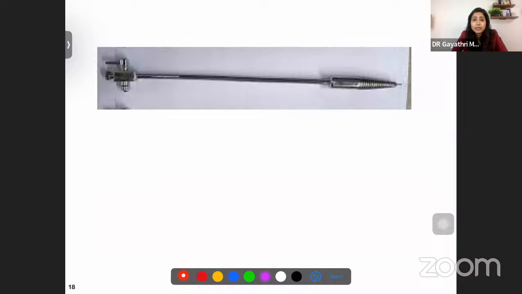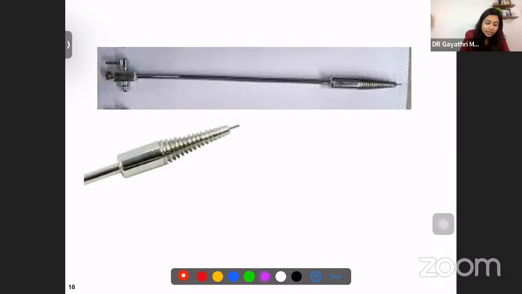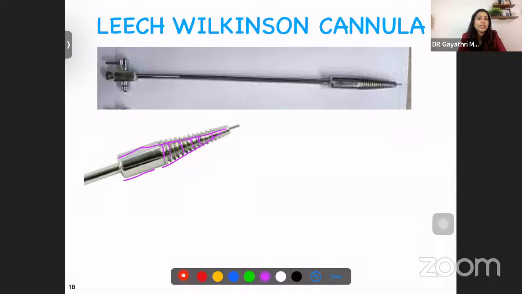Coming to the next question, this instrument is basically used to do the HSG. What is the instrument that is shown? The characteristic feature is you can see the triangular end which has the spiral grooves, and this basically sits inside the cervix. And this is the Leach-Wilkinson cannula. The purpose of the Leach-Wilkinson cannula, which we commonly use it for, is for HSG or hysterosalpingography.